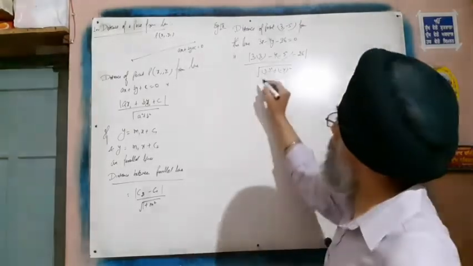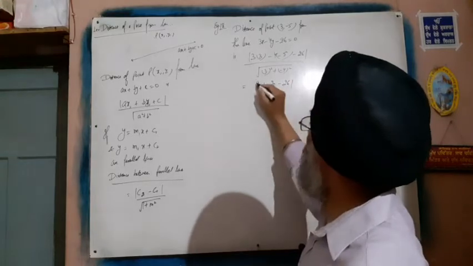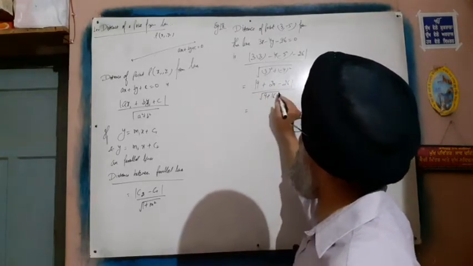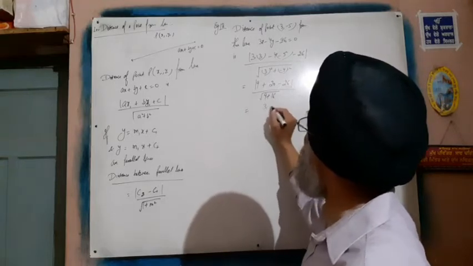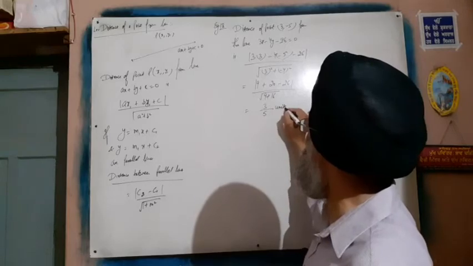So it becomes here 9 plus 20 minus 26, upon the square root of 9 plus 16, which is 3 upon 5. You can say units here.